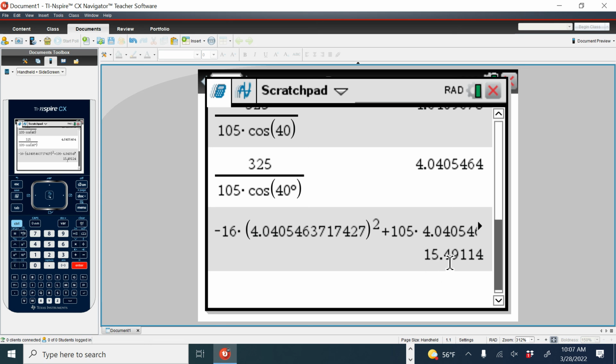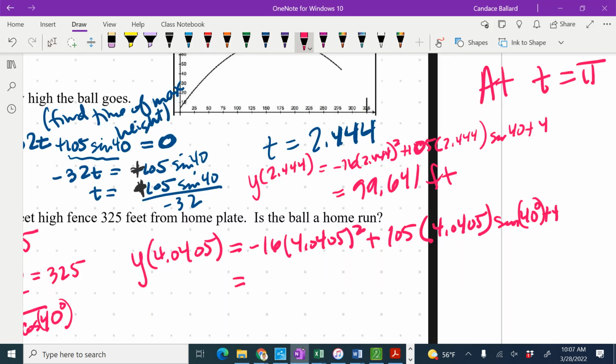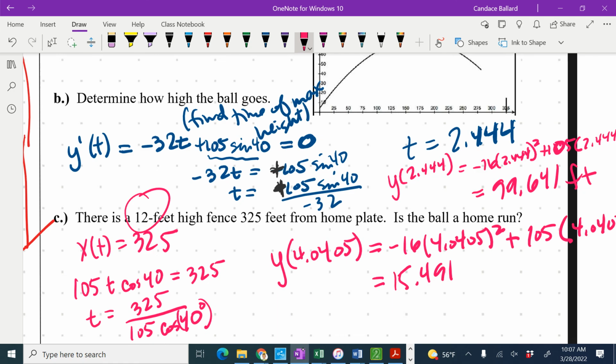Everybody go to 15.491. We good? Did they make a home run? Yeah, so 15.491, home run. It made it over the 12-foot fence, so therefore the ball is a home run. So the hit results in a home run.